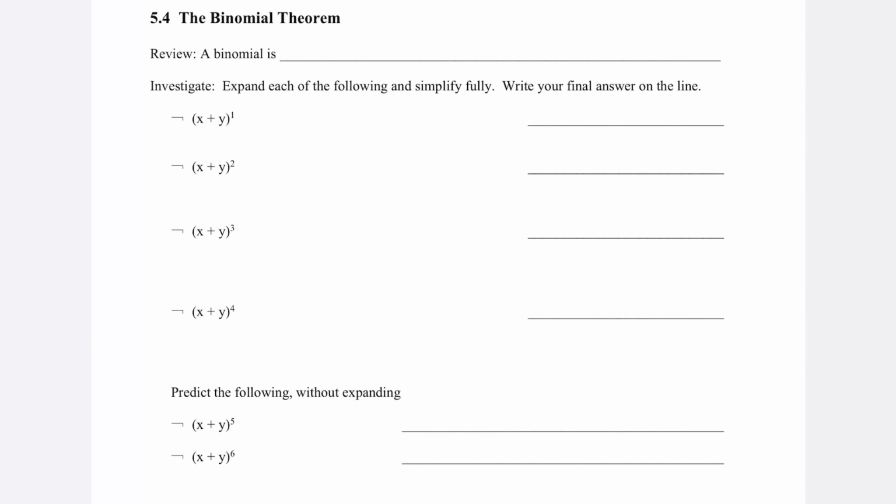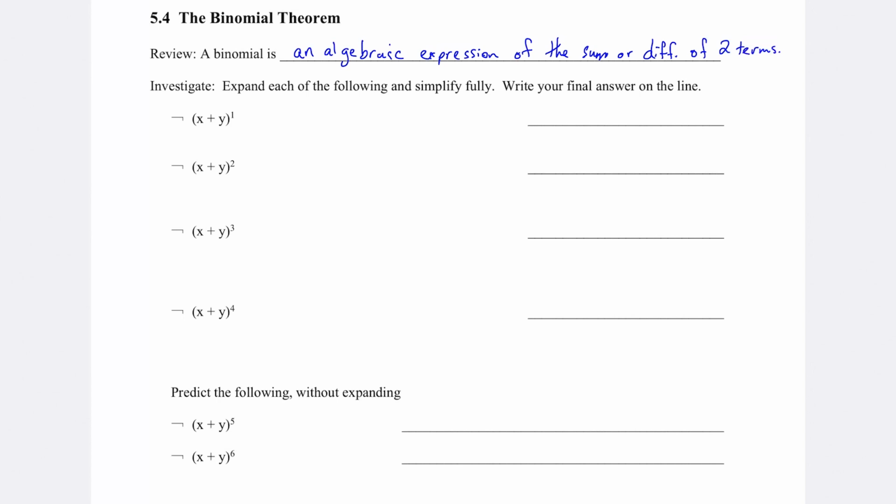The binomial theorem. A binomial is an algebraic expression of the sum or the difference of two terms. Let's do an investigation. Expand each of the following and simplify fully. Write your answer on the line.